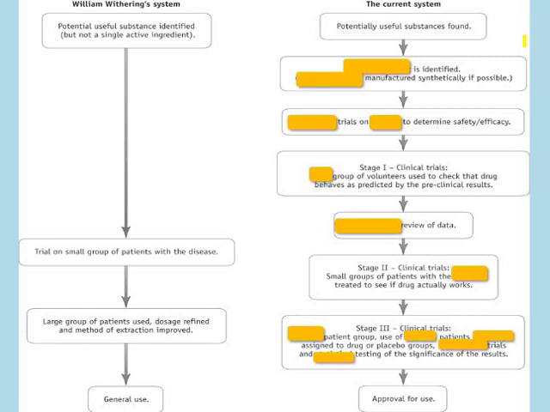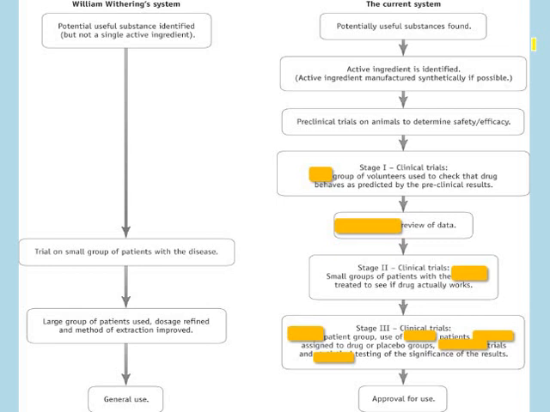Now let's look over the other side. This time, we know that there's something useful in the extract, but we need to identify the active ingredient first. And then, if it's possible, we're going to manufacture that active ingredient just by itself to make sure it's chemically pure. Then the next stage of our investigation would be to run preclinical trials on animals or cells to determine their safety or toxicity, or their efficacy, or how effective they are.